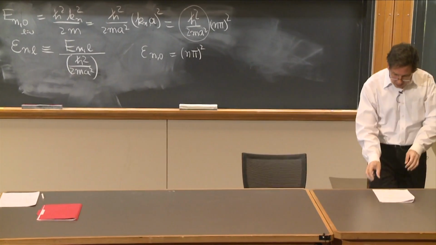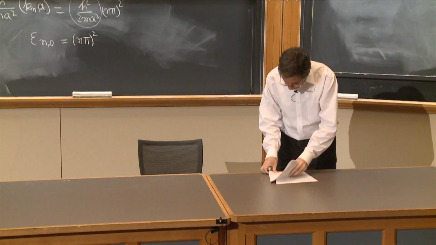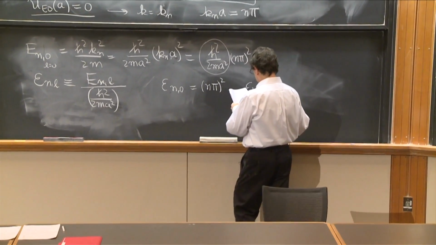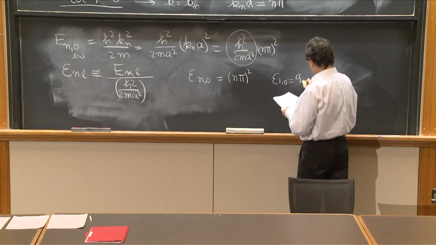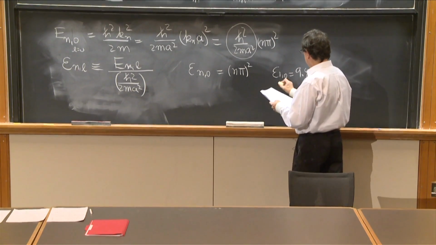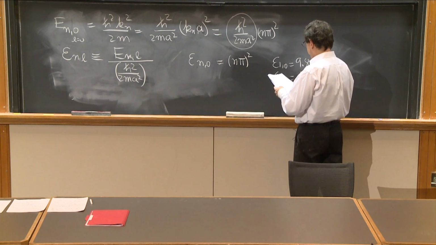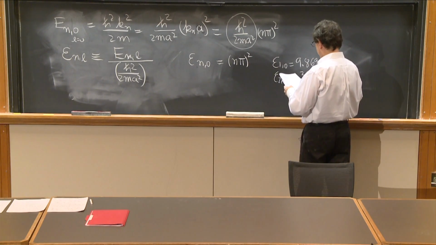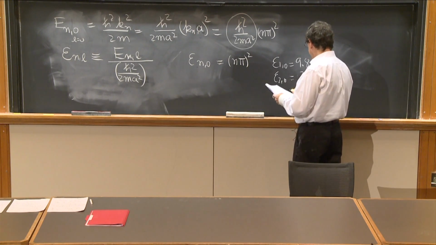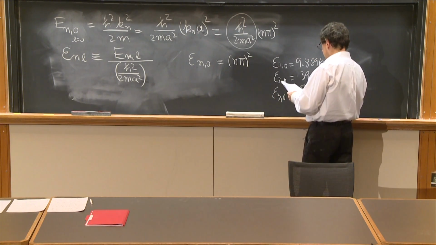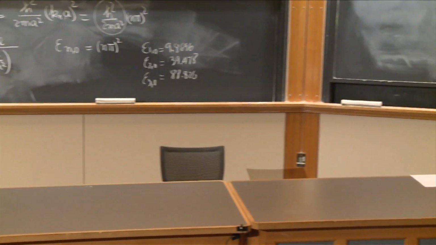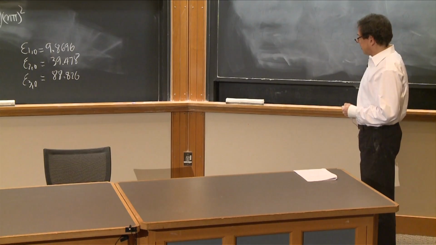And a few values of this are E10 about 986.96, E20 equals 39,478, and E30 is equal to 88,826. Not very dramatic numbers, but they're still kind of interesting.